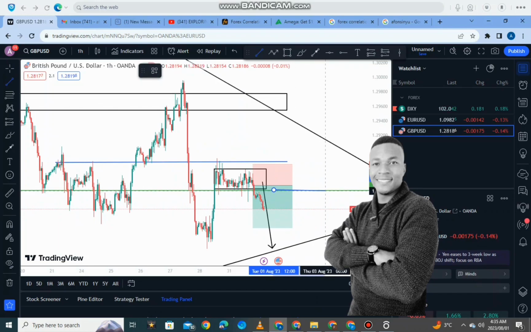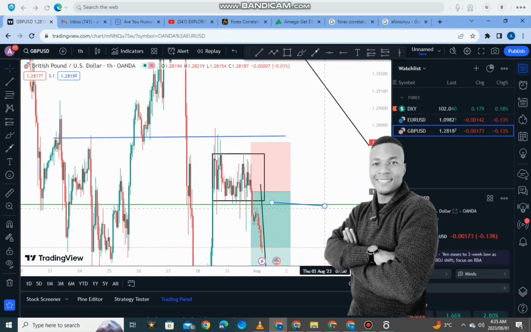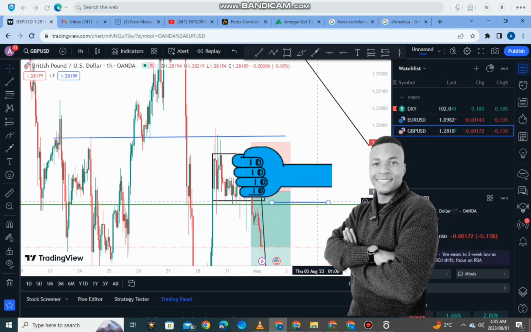Now, when you move your stop loss, guys, don't just place it anywhere. I believe I'm going to make a video about how to place your stop loss and take profits, if that will help you guys. If you want to see a video like that, make sure you smash the like button and leave a comment down below.